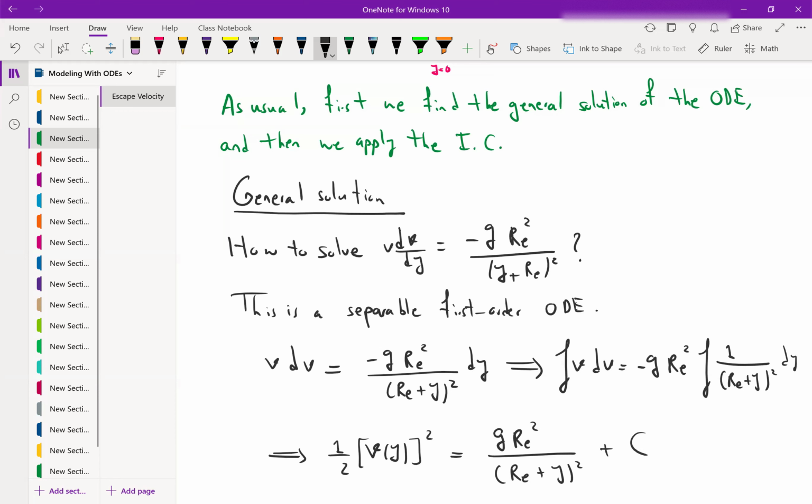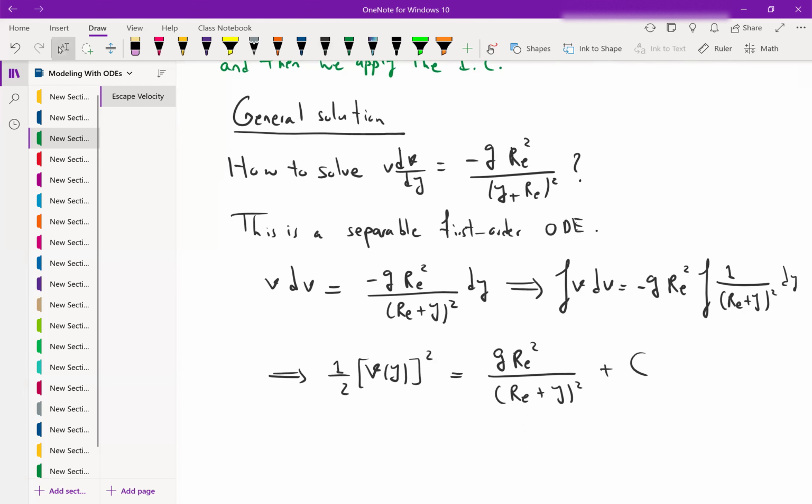We know that when we are solving separable equations, at this step when we are integrating both sides, we need to put the constant of integration only on one side. Here I put the constant of integration on the right-hand side. All right, very good. Now I have an expression for v of y. Now we apply the initial condition to find C.